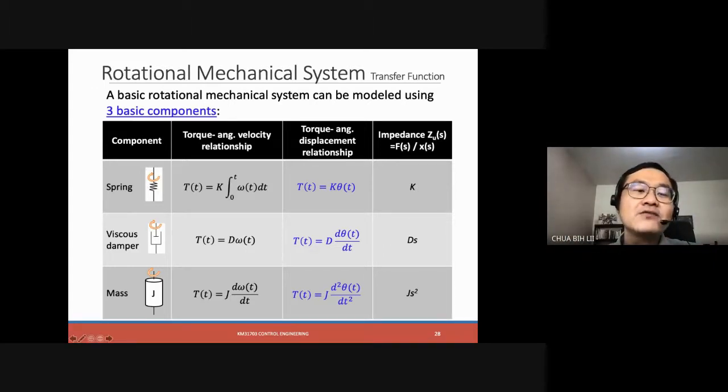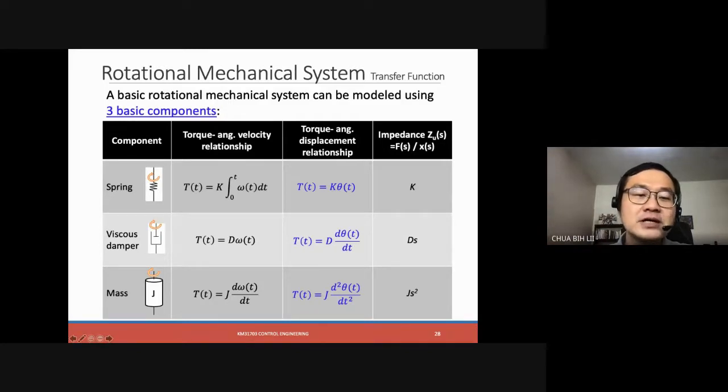Same thing with the dampers. It is like a kind of bearing, where it allows you to rotate, but at the same time slows down your acceleration at the beginning. So that will act as a damper. And the last part would be the mass. This mass basically is referring to the moment of inertia of the rotational system itself.